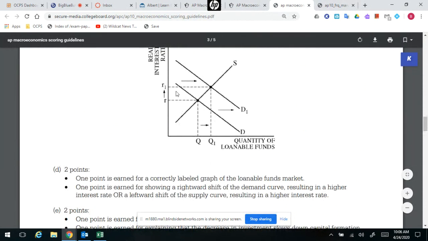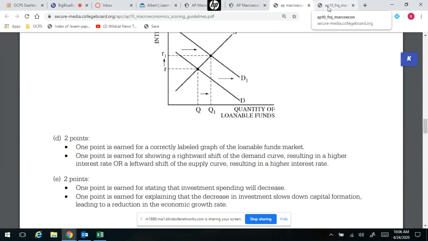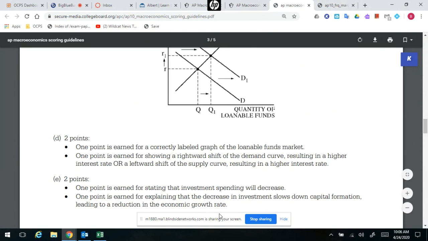It's more expensive to borrow money, so we're going to borrow less. We're going to buy less capital, less investment. And when you have less capital, less machinery, less tools to make anything, the economic growth rate is going to go down. You're going to see a reduction or a decrease in the economic growth rate. There's going to be a slowdown.